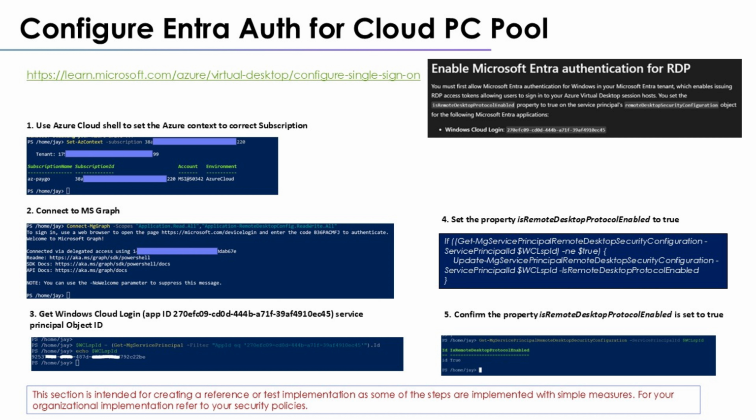Because we need to set the property, step 4 is setting that property: remote desktop protocol enabled to be true. You can follow the command here to set that property, and finally confirm that the property is set to true, as evident here. This is once again a small disclaimer: whatever I'm showing here is a simple reference implementation. Your organization specific settings might differ, especially on the security side of things.